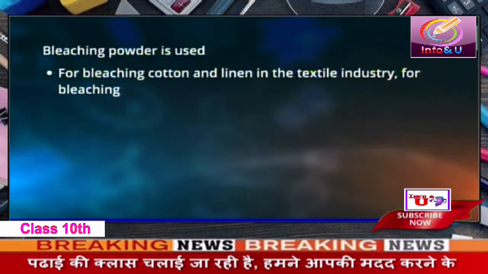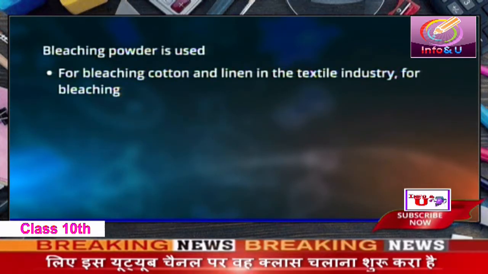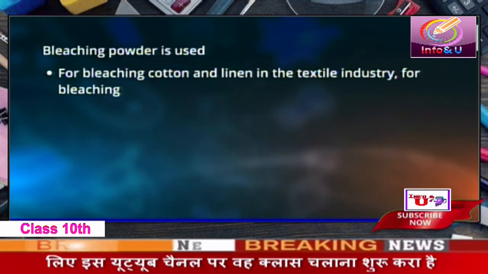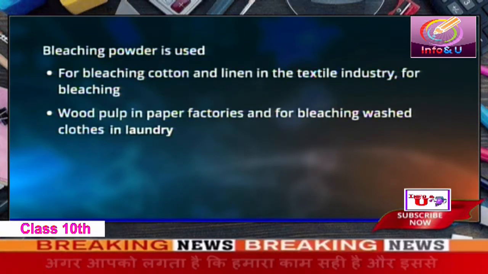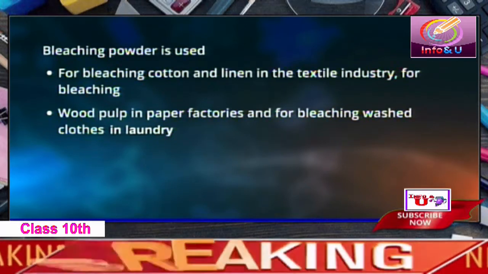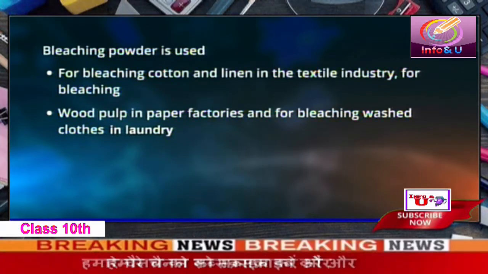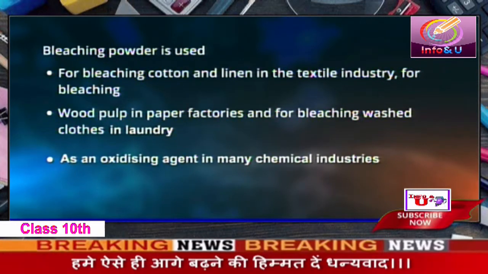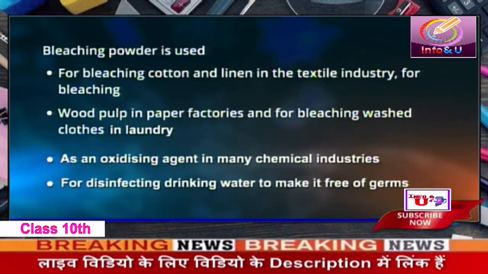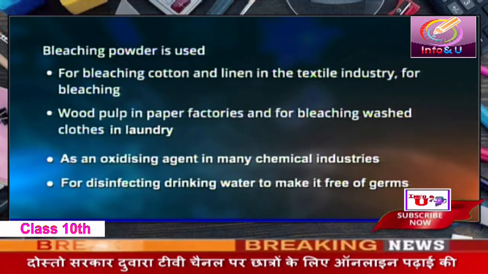The bleaching powder has got various uses besides decolorizing. It is used for bleaching of cotton and linen in the textile industry. It is used for bleaching of wood pulp in the paper factories and for bleaching of washed clothes in the laundry. It is also used as an oxidizing agent in many chemical industries and also for a disinfectant for drinking water to make it germ free.